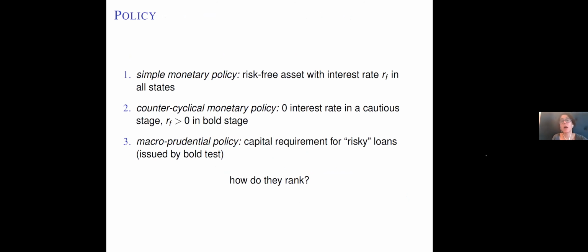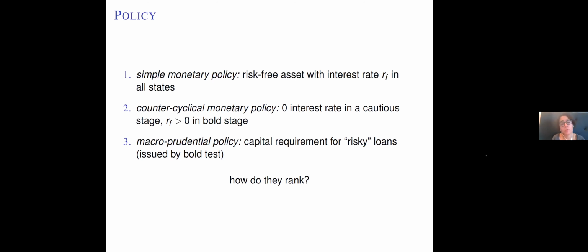So we can think about three different policies. One is a simple monetary policy in which the government chooses an interest rate RF over time always, and under that investors choose what test they want to use. Second, there's a counter-cyclical monetary policy, a government who can calculate the aggregate state. So this is a smart government who can run the equilibrium and calculate the aggregate state. It chooses zero interest rate in the cautious state and a positive interest rate in the bold state.